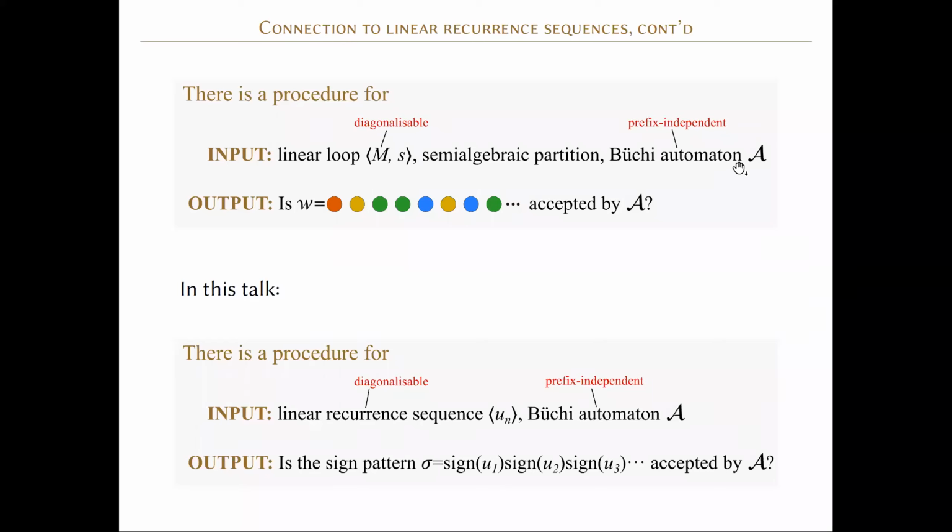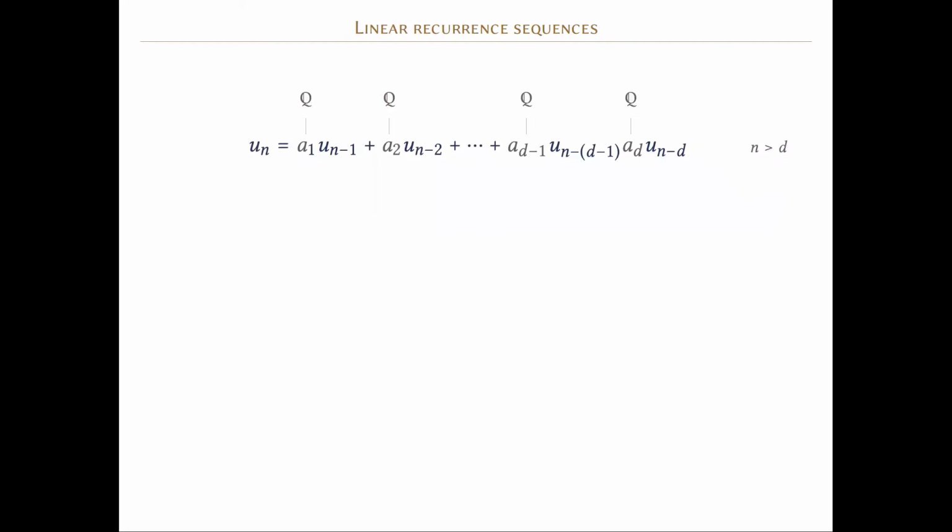Now that we've seen that analysis of sign patterns of LRS is equivalent to verification of linear loops, let me begin to formally define what linear recurrence sequences are. A linear recurrence sequence is a sequence of, say, rational numbers, where each element is a linear combination of d preceding ones. To specify such a sequence, we would need to supply two pieces of information. We would need this linear relationship and the values of the first d elements of the sequence.